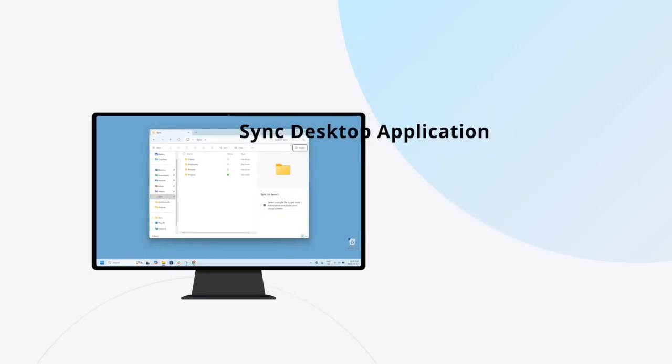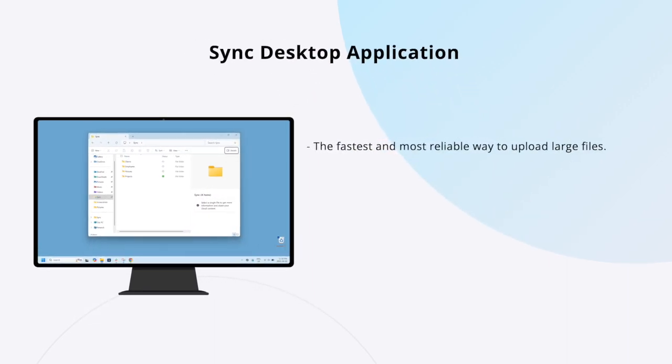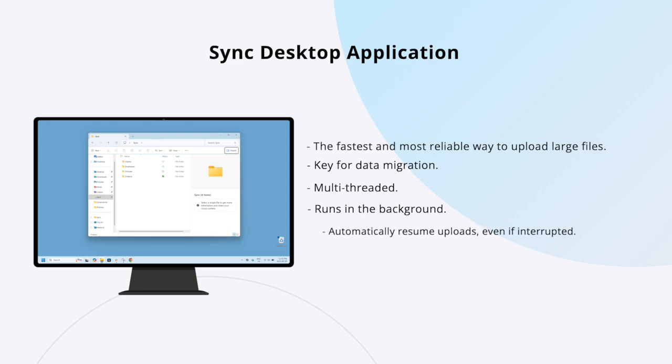The Sync desktop app is the fastest and most reliable way to upload large files. It can easily handle hundreds or even thousands of files at once and is key when migrating data from another service. The desktop app is multi-threaded, runs in the background, and automatically resumes uploads even if your computer shuts down or you lose your internet connection. It's built for speed, scale, and convenience.